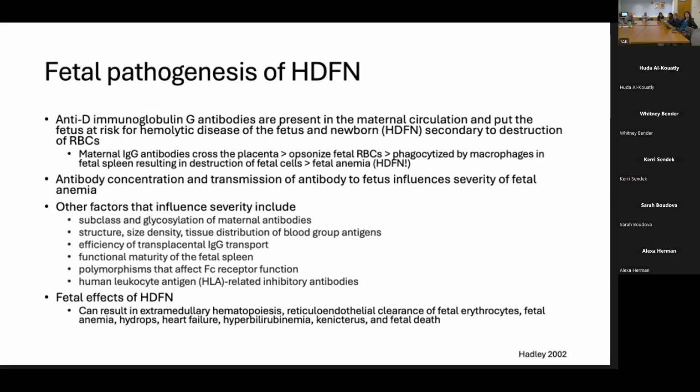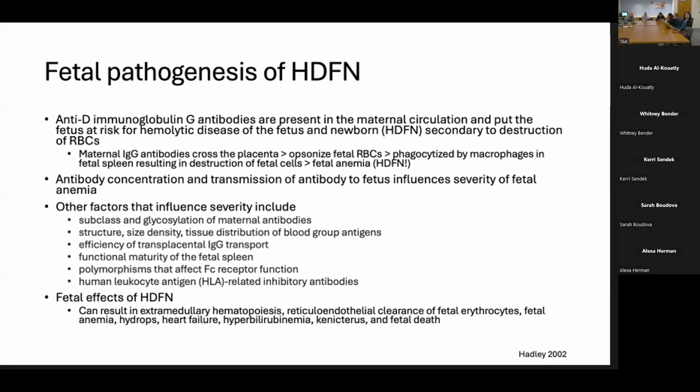fetal anemia. There are multiple other factors that have been shown to potentially influence the severity of disease in the fetus, including subclass and glycosylation of maternal antibodies, the structure, size, density, and tissue distribution of blood group antigens, efficiency of transport of IgG, function or maturity of the fetal spleen, polymorphisms that affect certain receptors, and HLA related antibodies.